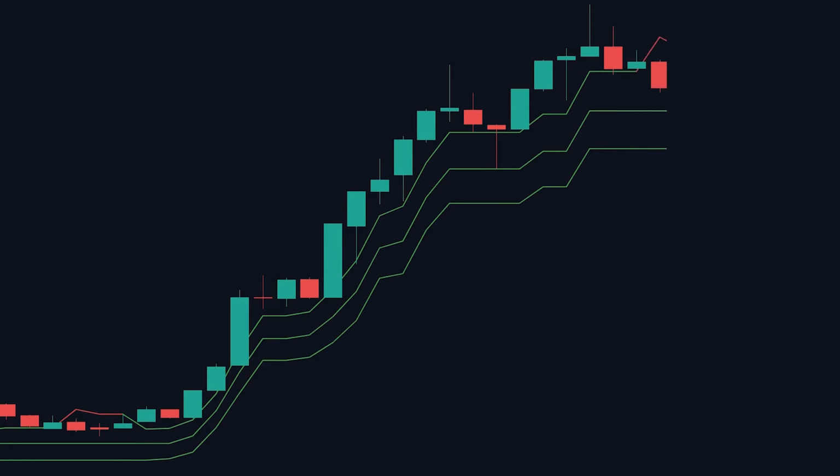Another exit strategy is where one of the lines change color. So here you can see all the lines turn the same color. We entered, we got a bunch of profit. Then once one of the lines turn red, we exit the trade.